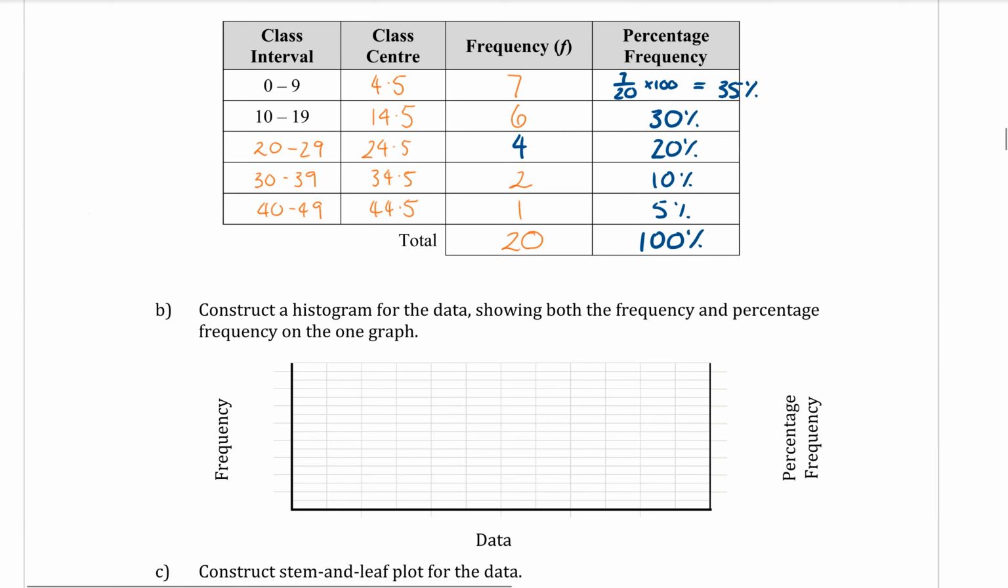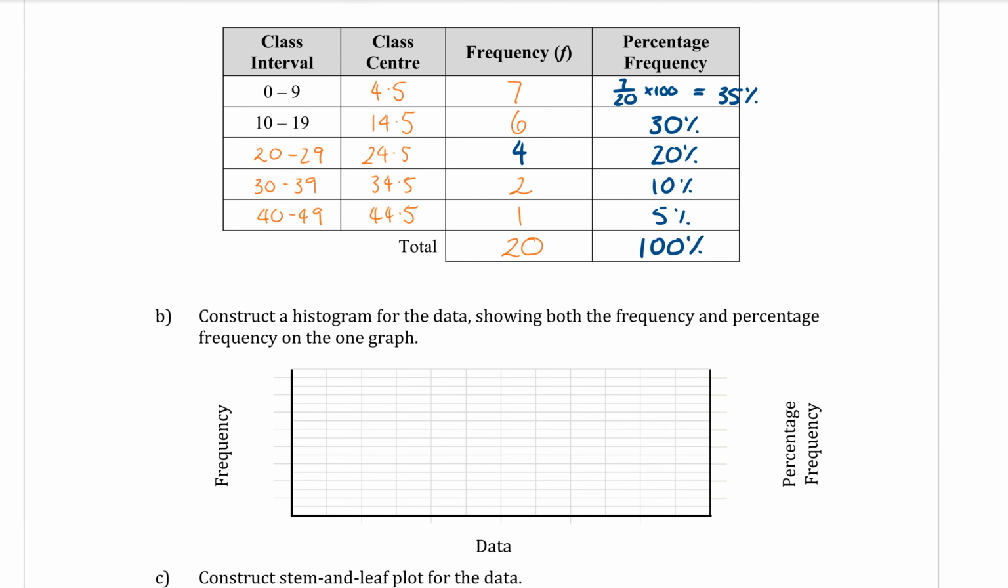Okay, part B. We want to construct a histogram for the data showing both the frequency and the percentage frequency on the one graph. Can you guys see the dotted lines on yours? Yeah, you can? Good. Okay, so on the bottom axis down here it says data. That is going to be our scores. But remember, these are going to be columns.